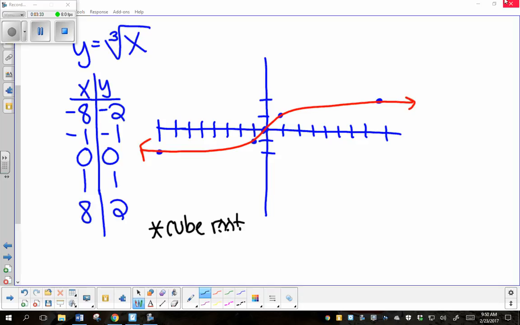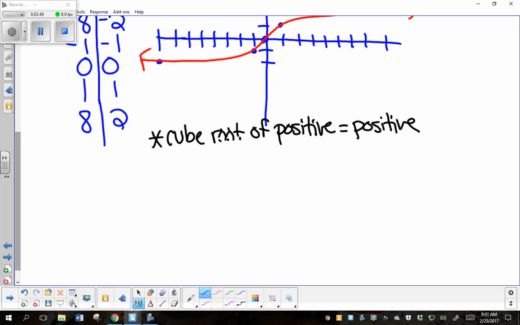Alright, so we're going to write down that the cube root of a positive is positive. And the cube root of a negative is negative. So with square roots, we could only take the square root of a positive. Cube roots, you can do positives or negatives. It's fine. Alright, let's do some examples.